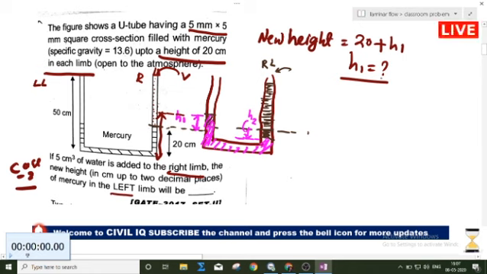What is the gain in the mercury level in the left limb? Or how much gain has occurred in the left limb? Suppose this is the height of the water, y, which has been occupied when we poured some volume of water into this right limb. So how can we find out this y? The head of water we can find out.